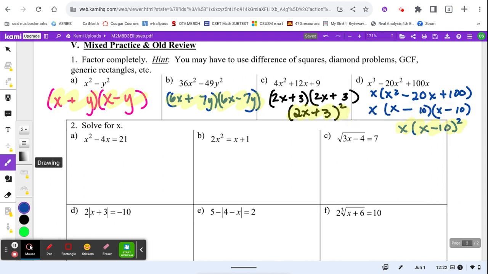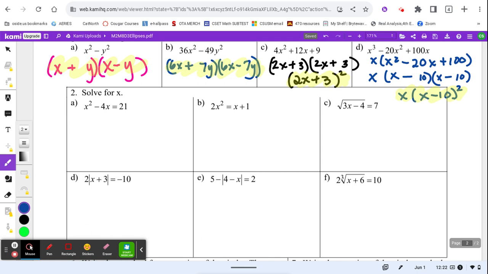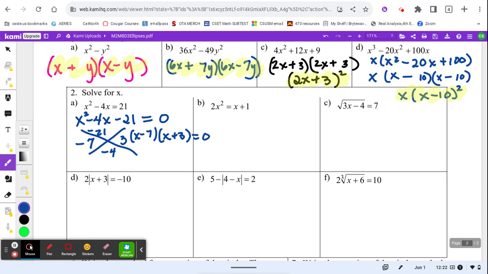Okay, now the next section says solve for x. So factoring could be the way we solve, but after we factor, we want to keep going. This first needs to be equal to 0 or in standard form before I can try to factor it. What times what makes negative 21 and subtracts to give me negative 4? 7 and 3. Where should the signs be? 3 minus 7 would give me the negative 4. So my factors are going to be x minus 7 times x plus 3. That's still equal to 0.